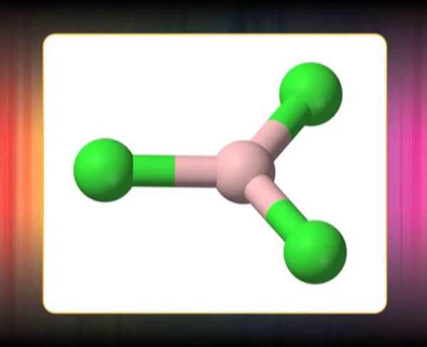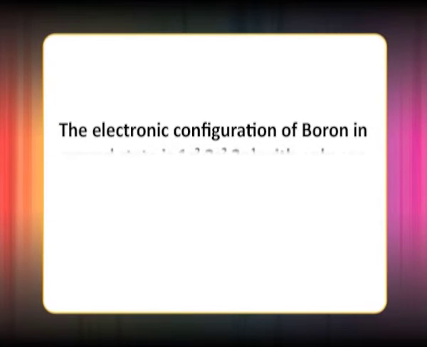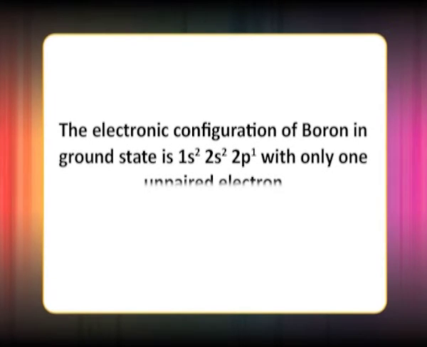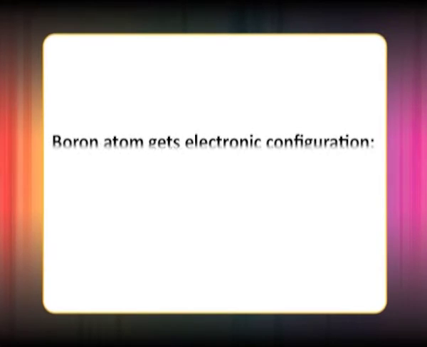sp2 hybridization can be exemplified by taking the example of boron trichloride, BCl3. The electronic configuration of boron in the ground state is 1s2, 2s2, 2p1 with only one unpaired electron. Since the formation of three bonds with chlorine atoms requires three unpaired electrons, there is promotion of one of the 2s electrons into the 2p sublevel by absorbing energy. Thus, the boron atom gets the electronic configuration 1s2, 2s2, 2px1, 2py1.